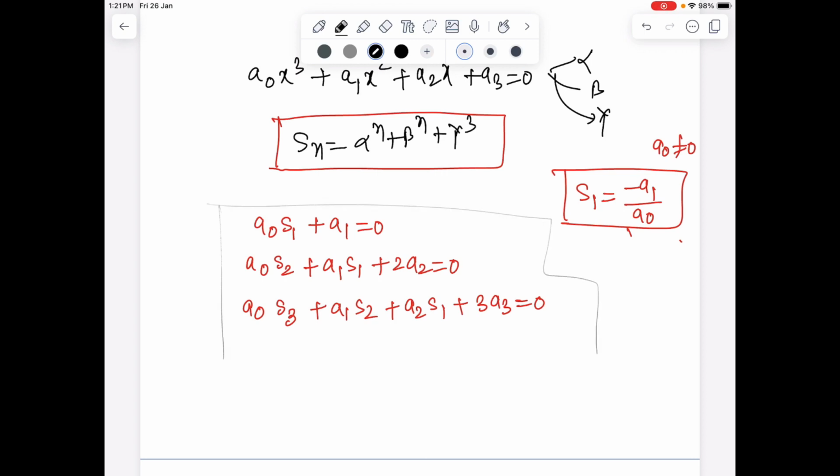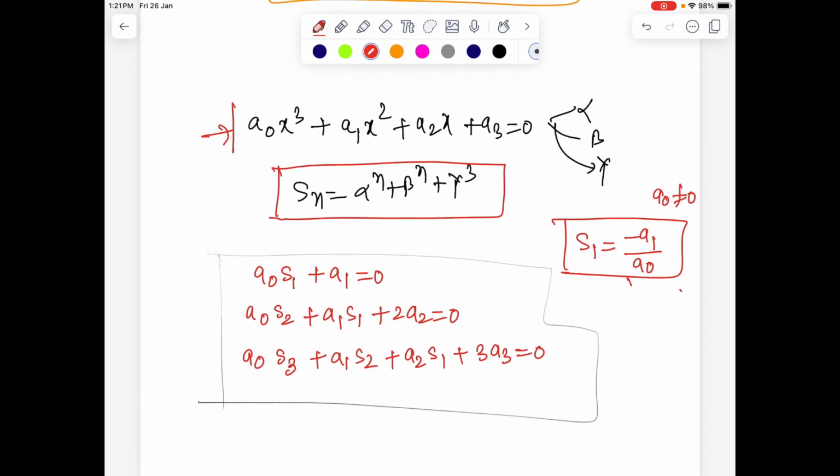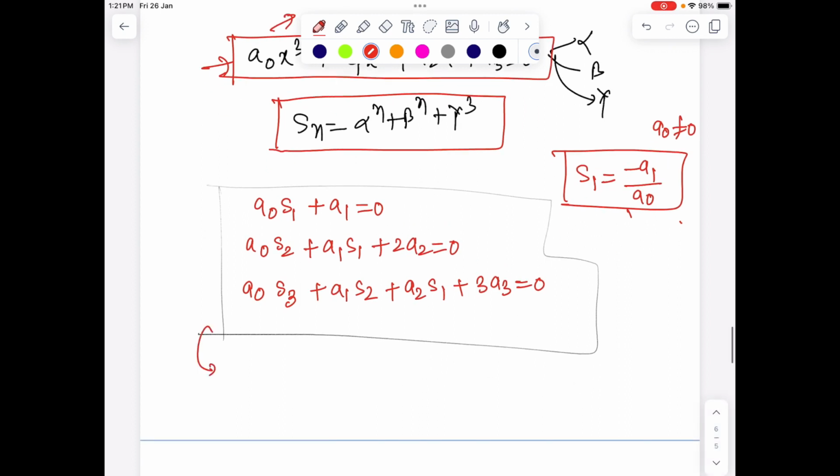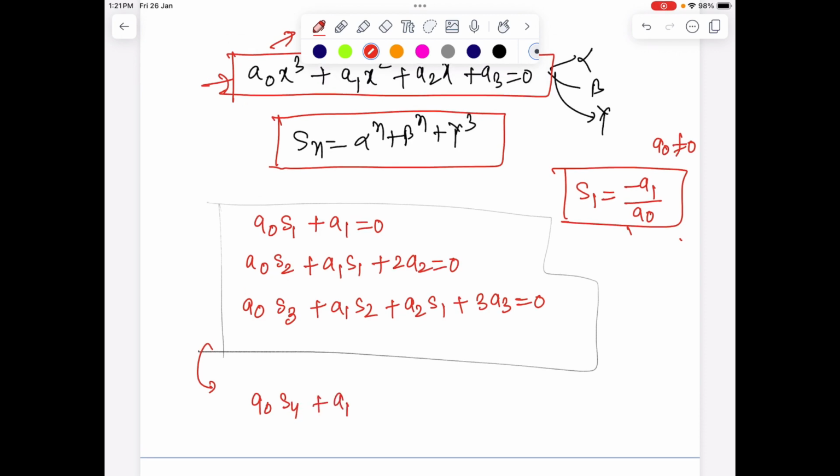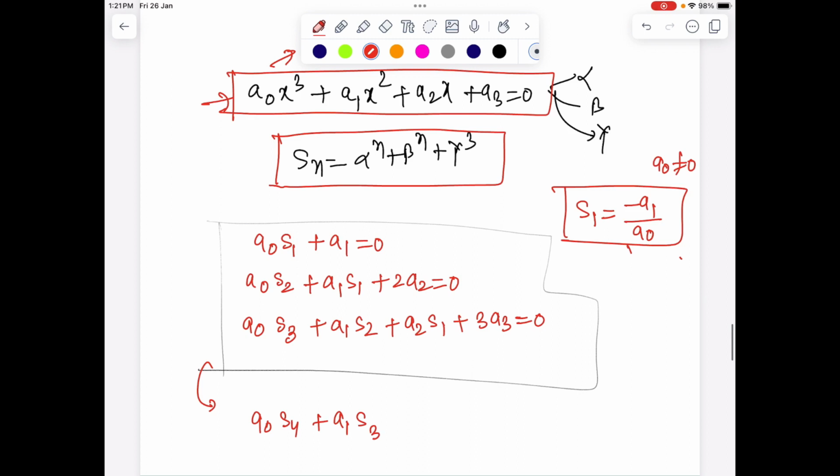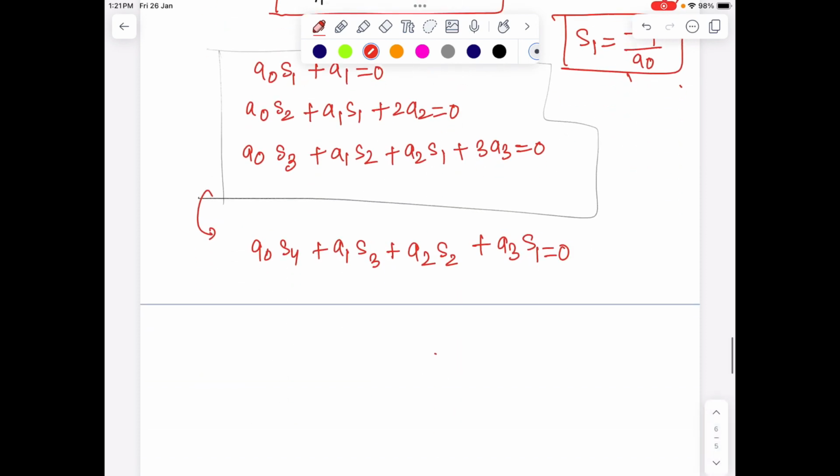Now from here onwards, the pattern will change. Why? Because once we know alpha, beta, gamma are the roots of this equation, for the 4th power we just have to multiply this expression with x, and then alpha, beta, gamma will satisfy it. So from the 4th power we'll have a0 s4 plus a1 s3. As you can clearly see, multiply with x, put alpha, beta, gamma and add the way I have added in the quadratic expression: a2 s2 plus a3 s1 equals 0.